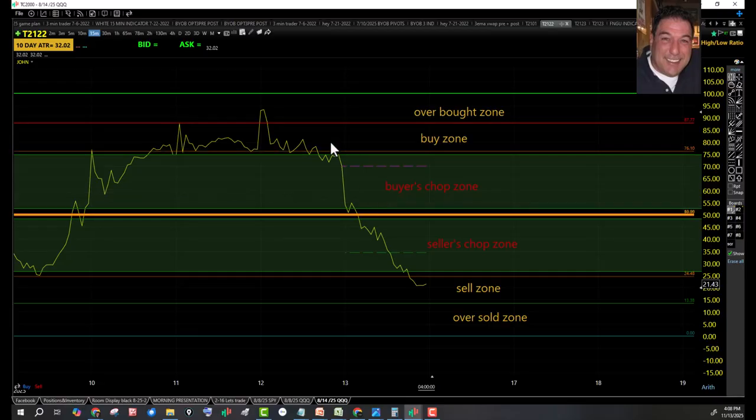Price action ripping through the buyer's chop zone, down to the midpoint, through the seller's chop zone, and landing and camping out overnight in the sell zone, T2122. That's the 4-week new high, new low ratio. So no such luck there for the bulls.